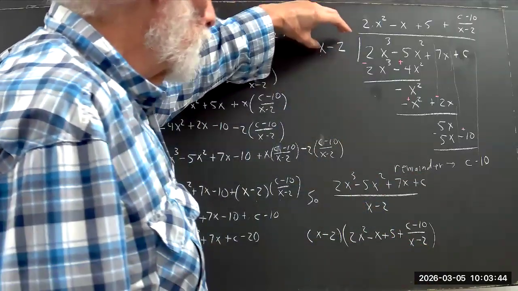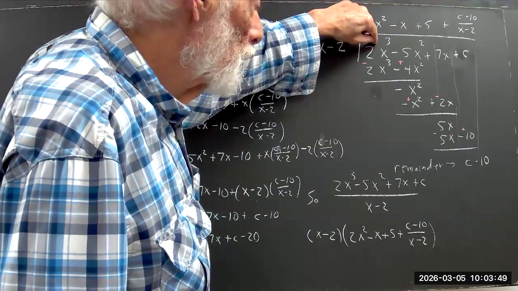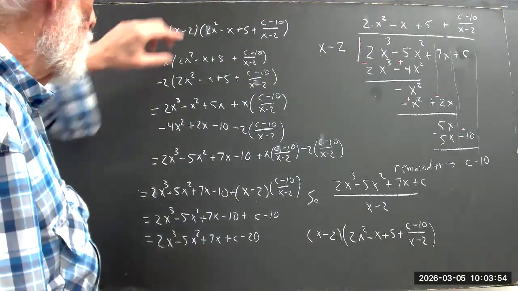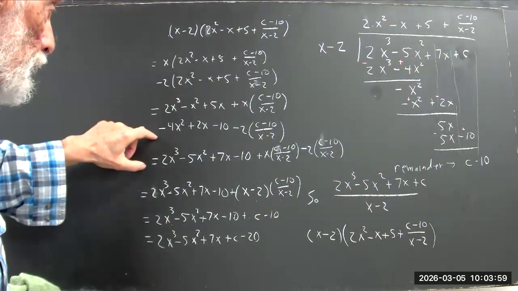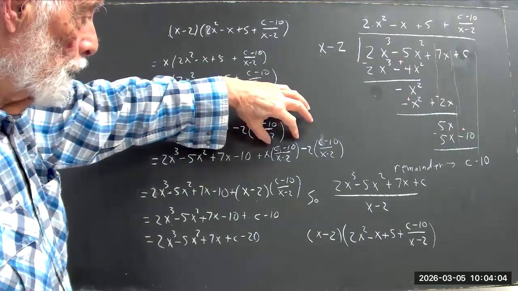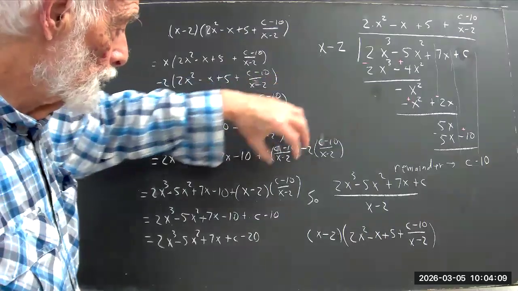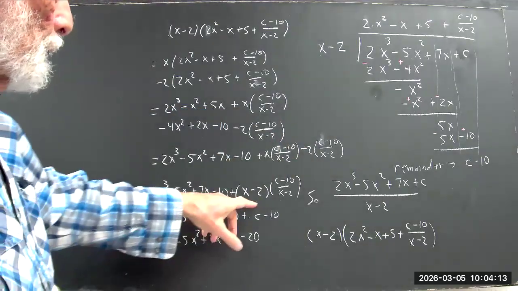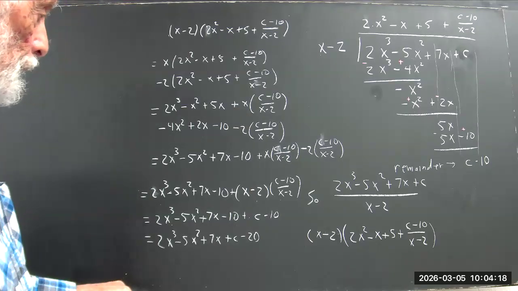We then multiplied the divisor by the quotient, which should give us the dividend, the thing under the division sign. So we've done that here. We used the distributive law. We did it step by step. There was a step of factoring where we had to factor out the c minus 10 over x minus 2 from two terms, giving us the result that we have gone over in some detail.